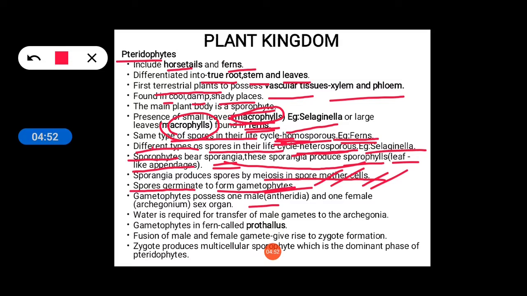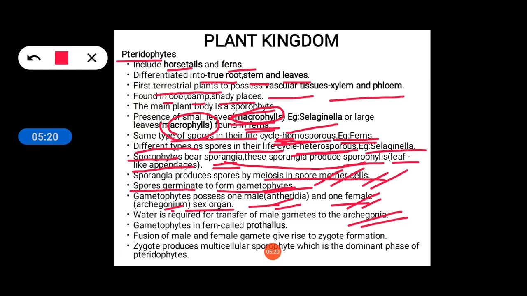Okay. Gametophytes possess one male sex organ and one female sex organ. The male sex organ is known as antheridia and the female sex organ is known as archegonium. What does the gametophyte contain? The gametophyte contains one male sex organ and one female sex organ. The male sex organ is known as antheridia and the female sex organ is known as archegonium.